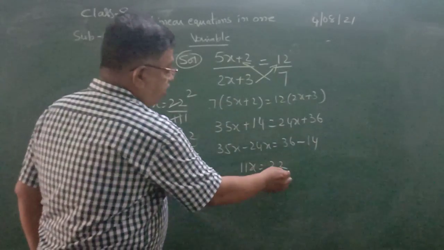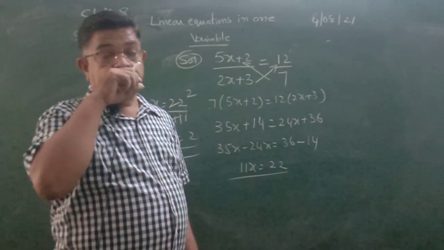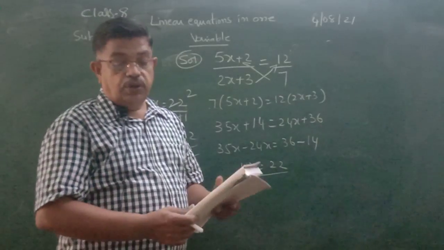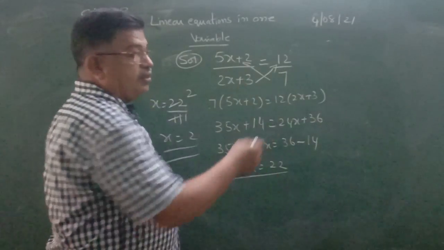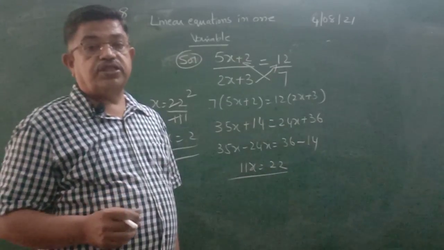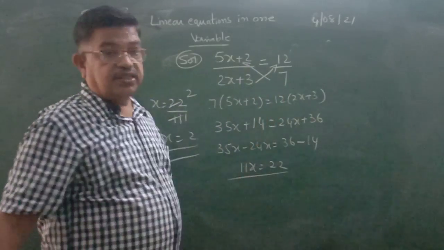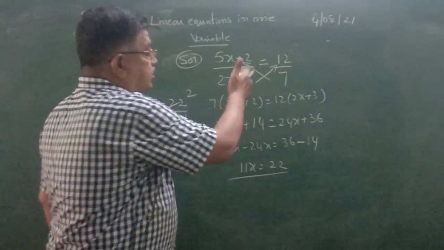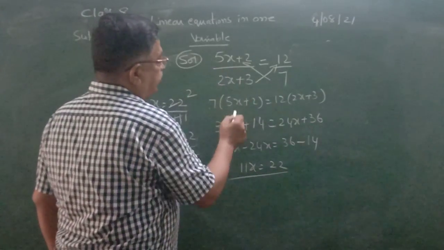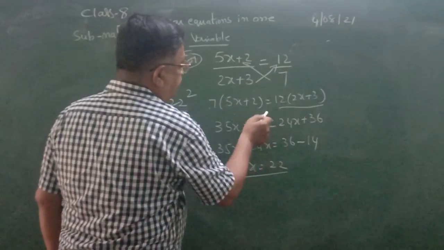So we simplified the equation to linear equation form. Finally, we got 11x equal to 22 and x is equal to 22 by 11, which is equal to 2. First step is as it is. Second step is important. You have to cross multiply the terms on both sides. That is, the numerator of LHS is multiplied with the denominator of RHS and the numerator of RHS is multiplied with the denominator of LHS. 7 into (5x + 2) is equal to 12 into (2x + 3).